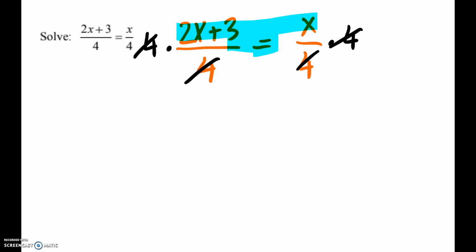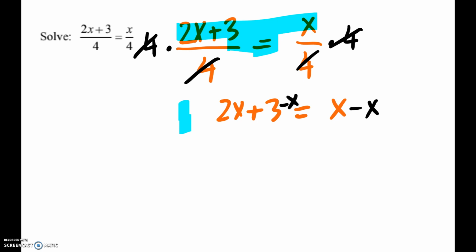Let me rewrite the question now. Second step is this: 2x plus 3 equals x. Again, same problem. I see x's on the left and on the right. Let's take away x from both sides. Now 2x minus x plus 3 on the left. On the right, I have nothing. Nothing is 0 in mathematics.